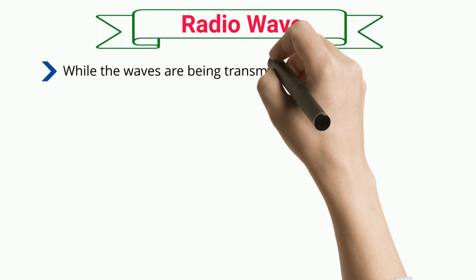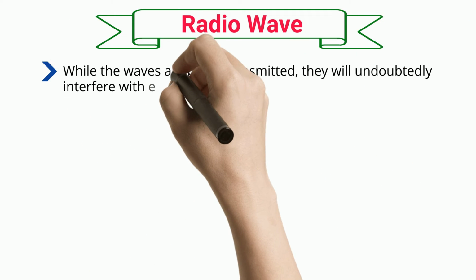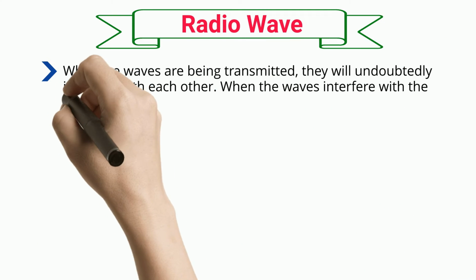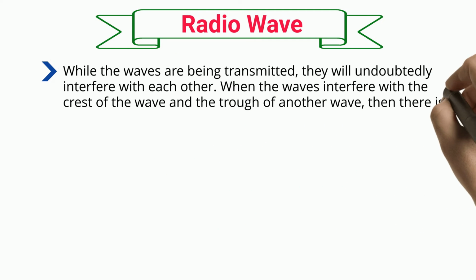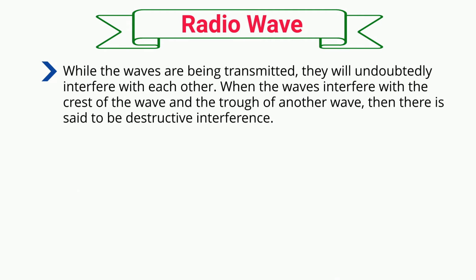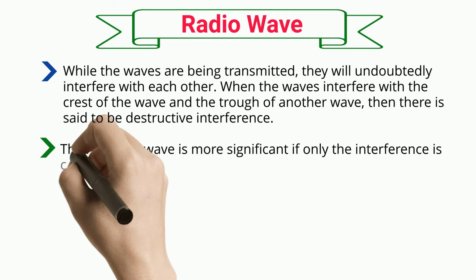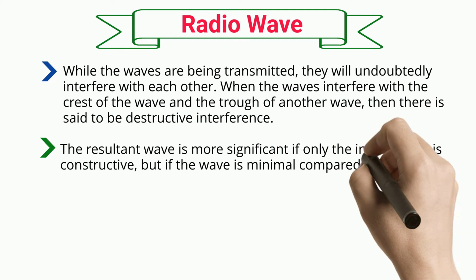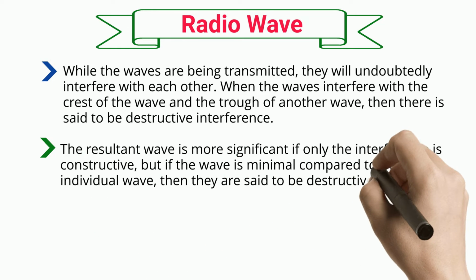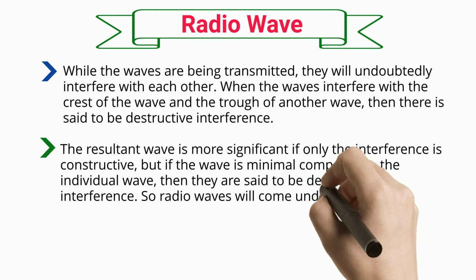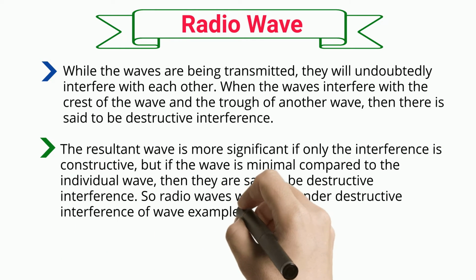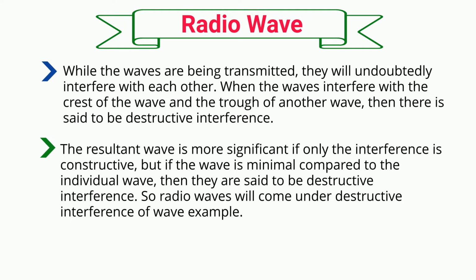While the waves are being transmitted, they will undoubtedly interfere with each other. When the waves interfere with the crest of one wave and the trough of another wave, then there is said to be destructive interference. The resultant wave is more significant if the interference is constructive, but if the wave is minimal compared to the individual wave, then it is said to be destructive interference. So radio waves will come under destructive interference of wave examples.